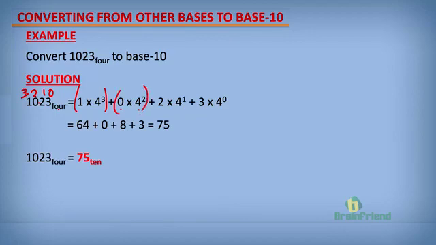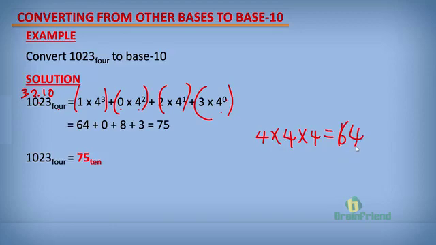4 raised to the power 2 plus 2 times 4 raised to the power 1 plus 3 times 4 raised to the power 0. Now we do the simple arithmetic. 4 times 4 times 4 is equal to 64. So we have 64 here because 1 times 64 is 64. Now 4 times 4 is 16, but 16 times 0 is 0. So we just write down 0.